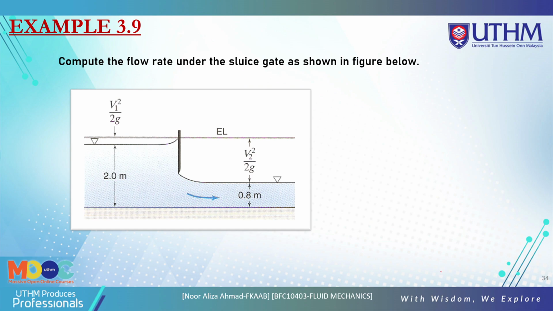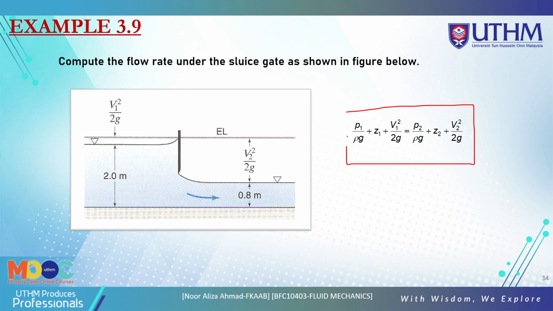Now we look at example 3.9 here. Compute the flow rate under the sluice gate as shown in the figure below. To get the flow rate, you must use the Bernoulli equation from point 1 to point 2. Point 2 is below the sluice gate. The pressure at 1 is open to the atmosphere, so this is 0, and P2 is also open to the atmosphere, so this is also 0.